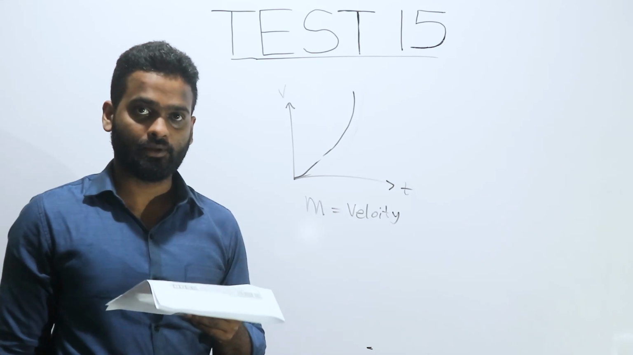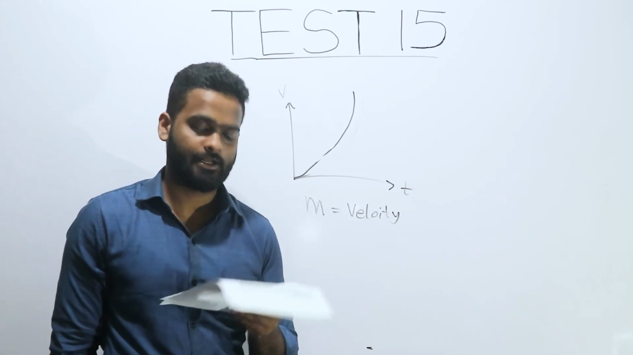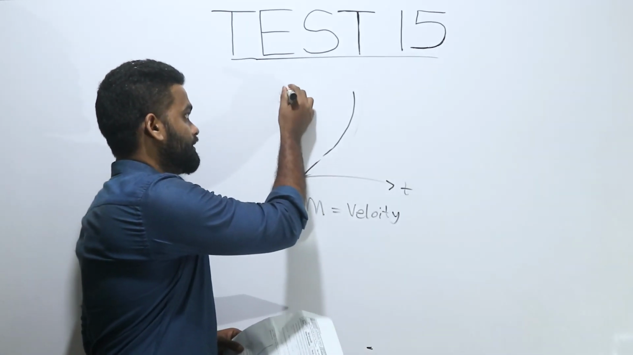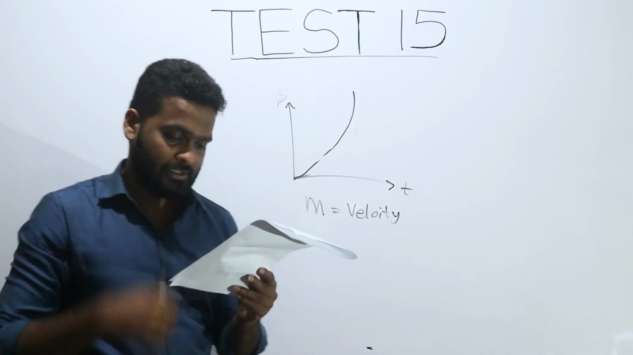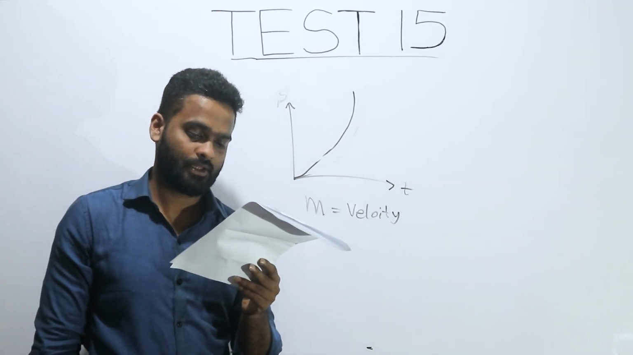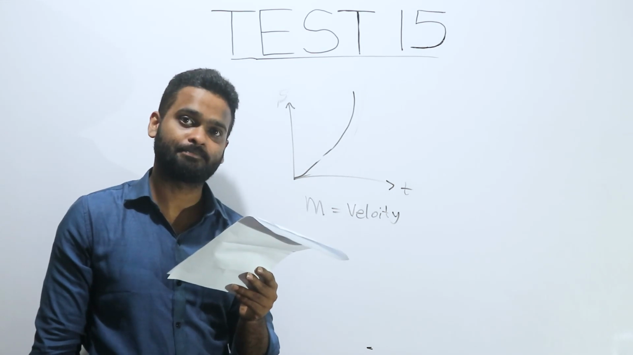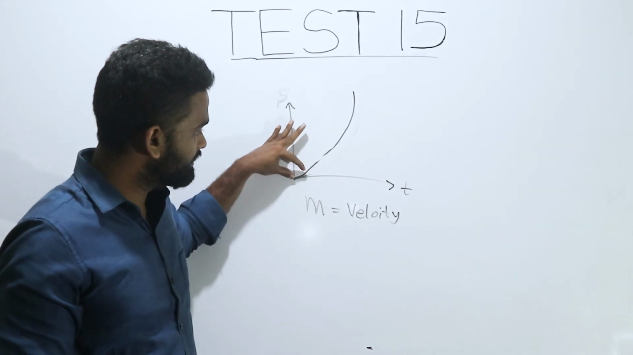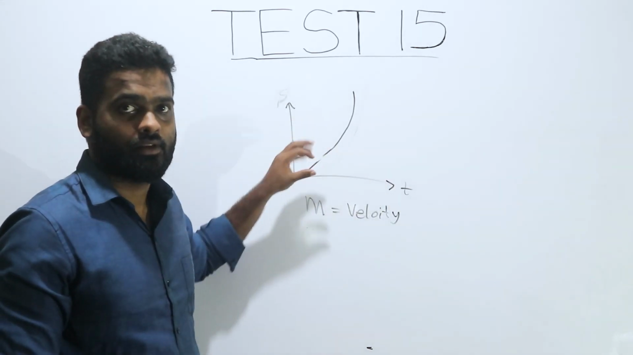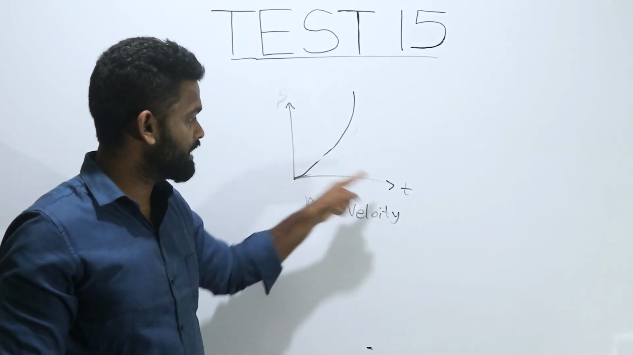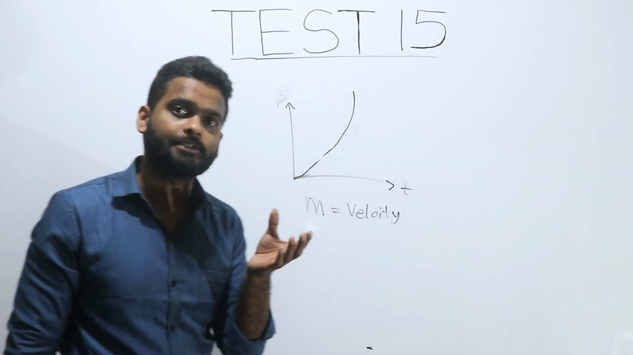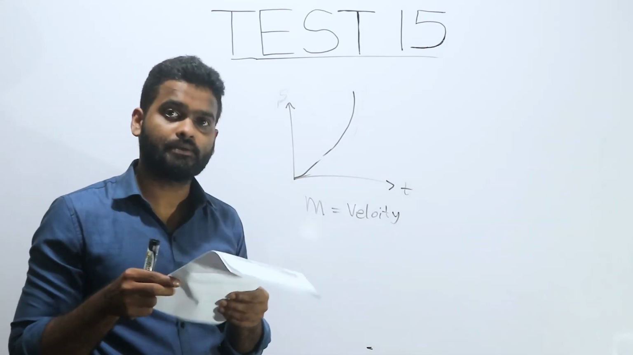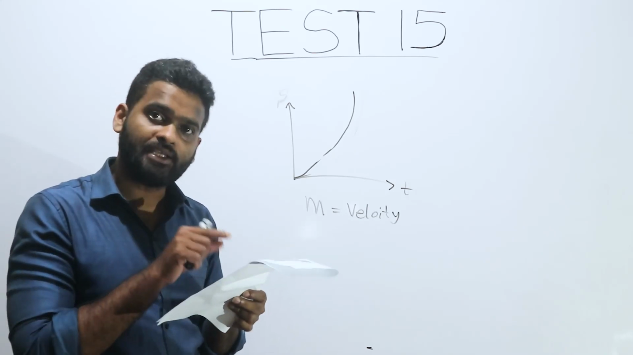Then the fourth one: if the displacement of motion is indicated by y, so this is y, that is displacement. The gradient of the graph gives the amount of motion started from rest. So if this is displacement, the gradient is velocity, because in a displacement-time graph, the gradient gives us the velocity.